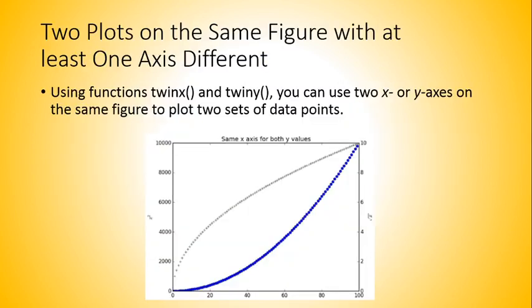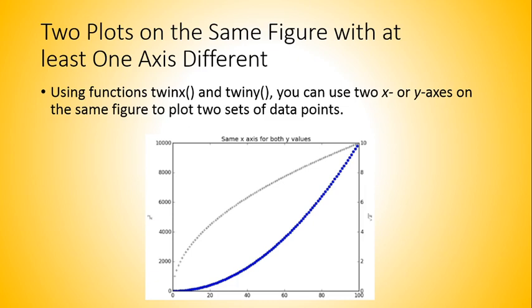Two plots on the same figure with at least one axis different. Okay, this is the particular case which I want to explain. And here we use a different function called twinx to understand. So the functions twinx and twiny can be used for two x-axes and y-axes on the same figure to plot two sets of data points. For example, here we have used twinx, and it is going to produce, in the x-axis, plots of two data sets sharing the same x-axis data points.